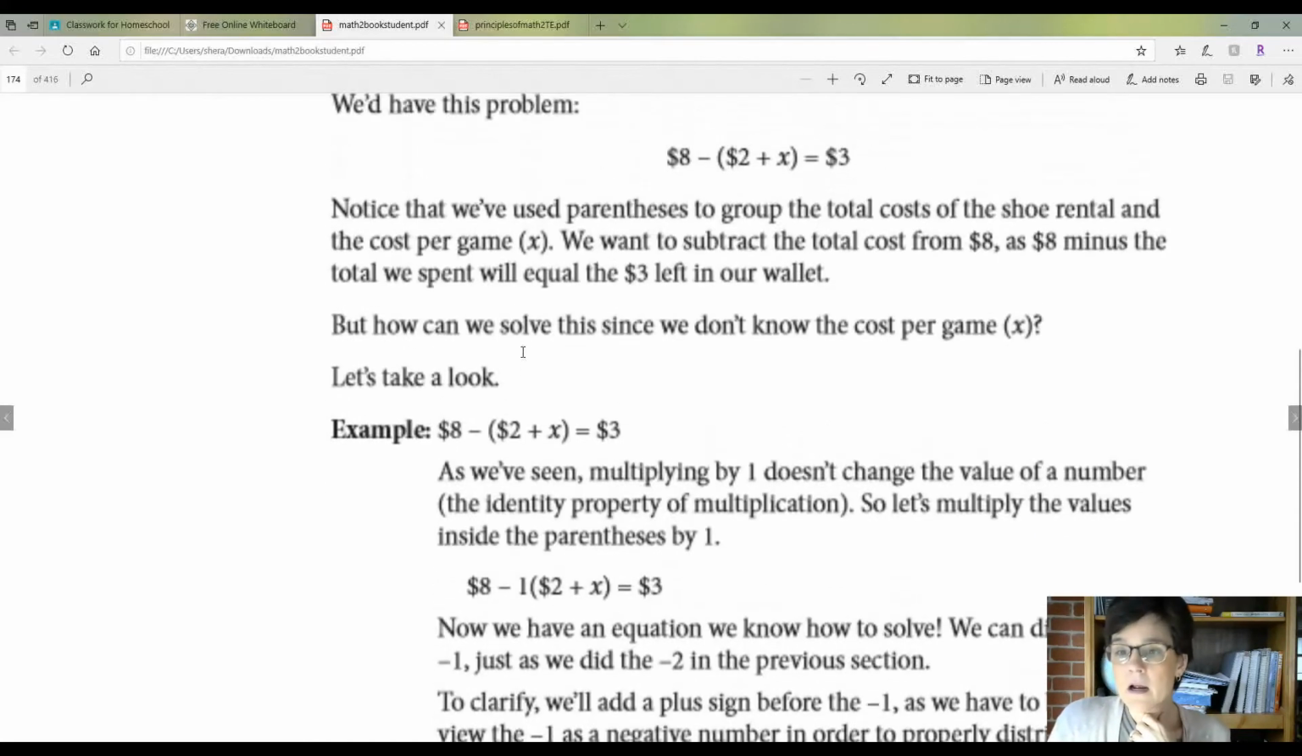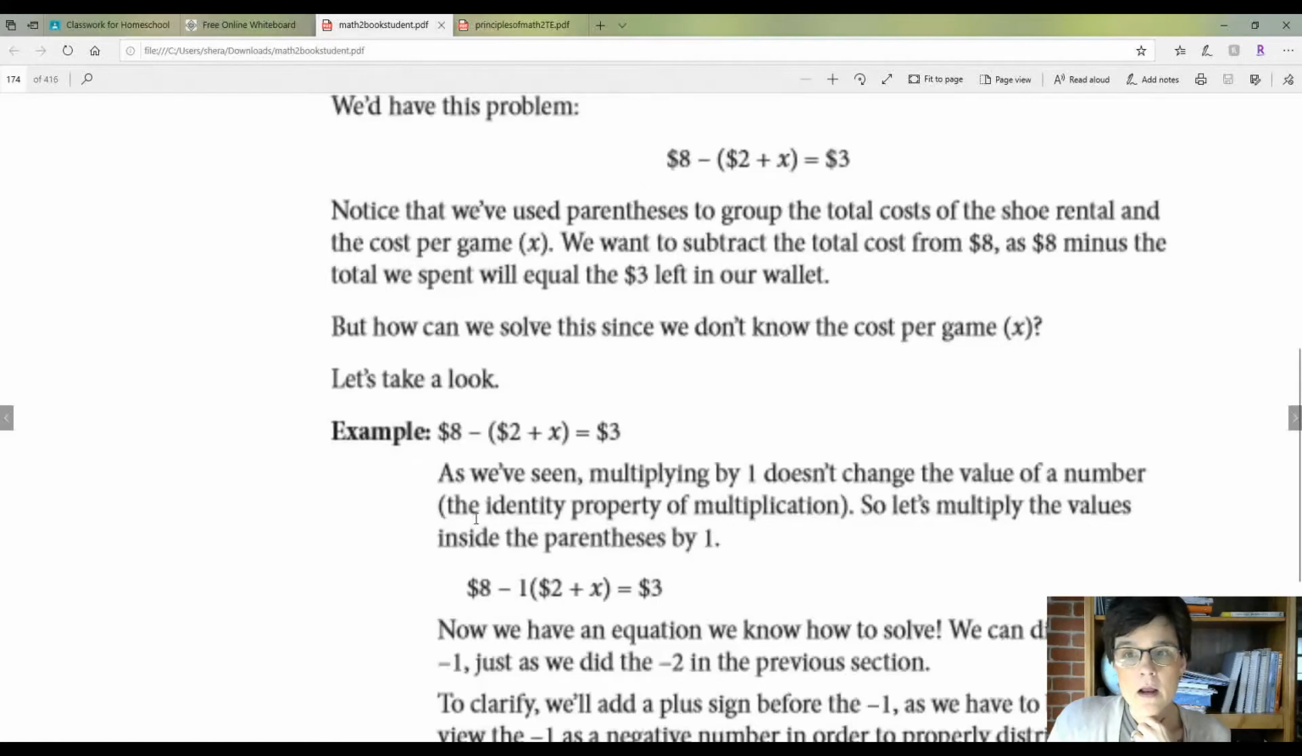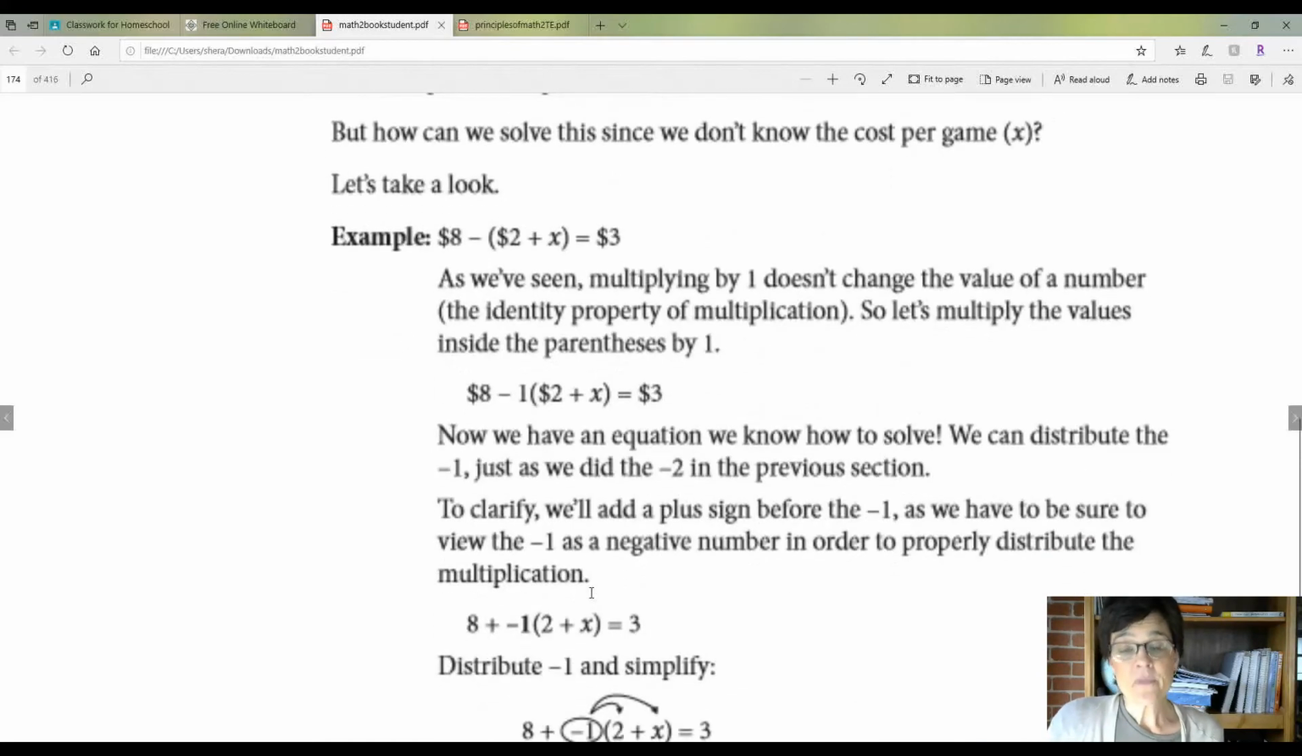Okay, so here we have 8. As we've seen, multiplying by 1 doesn't change the value of a number, the identity property of multiplication. So let's multiply the values inside the parentheses by 1. Remember how we were doing this before. It'll be the same as saying 8 minus 1 times $2 plus 1 times x. But we have an equation that we don't know how to solve.